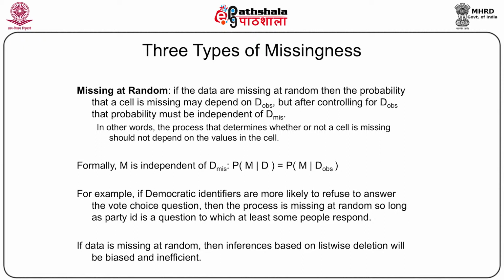For example, if Democratic identifiers are more likely to refuse to answer the vote choice question, then the process is missing at random, so long as party ID is a question to which at least some people respond. If data is missing at random, then inferences based on list-wise deletion will be biased and inefficient.